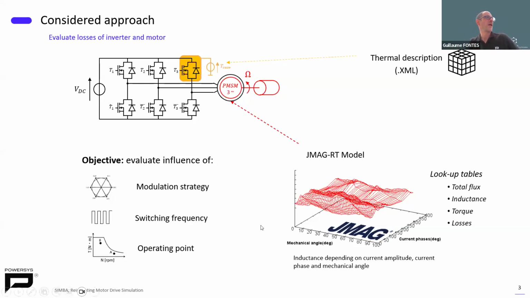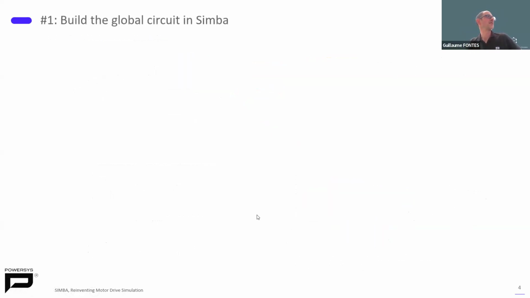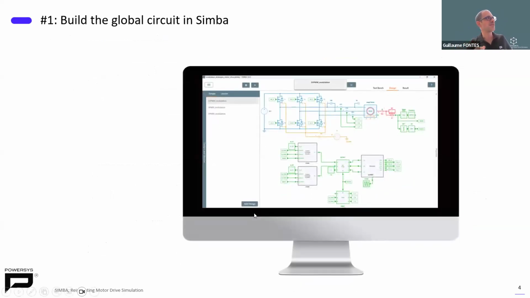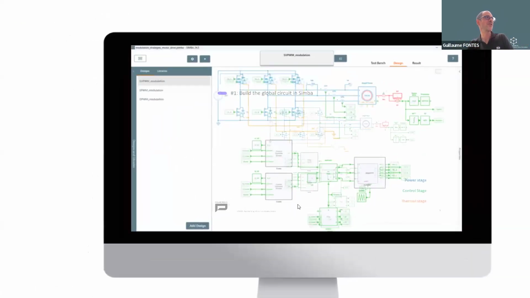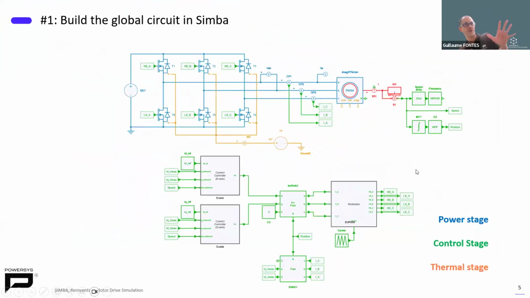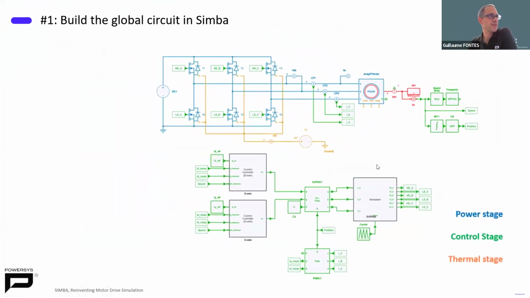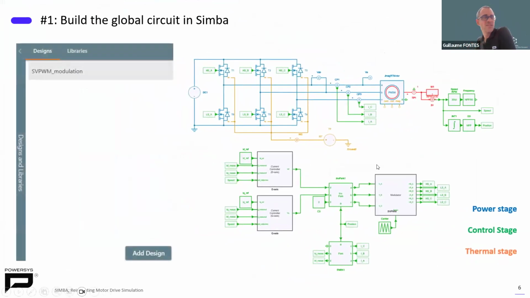So the first step is to build the global circuit in Simba. Here you can see that we've got the power stage in blue, the control stage in green, and the thermal stage in yellow. And this design is duplicated 3 times, once for each modulation strategy.